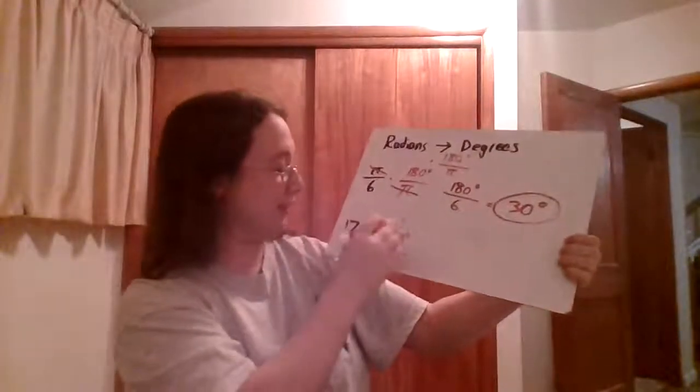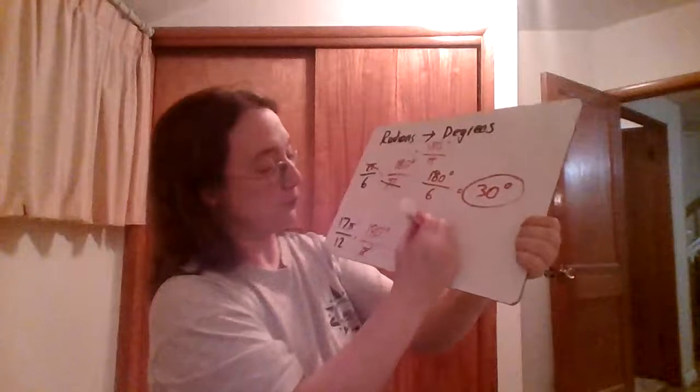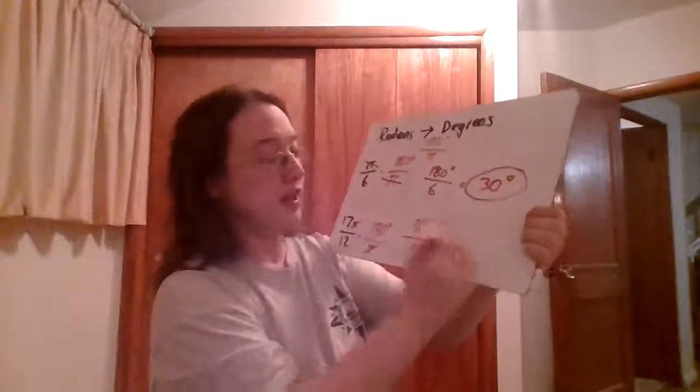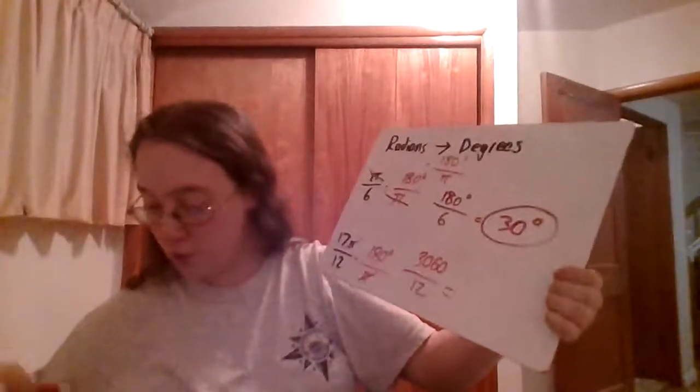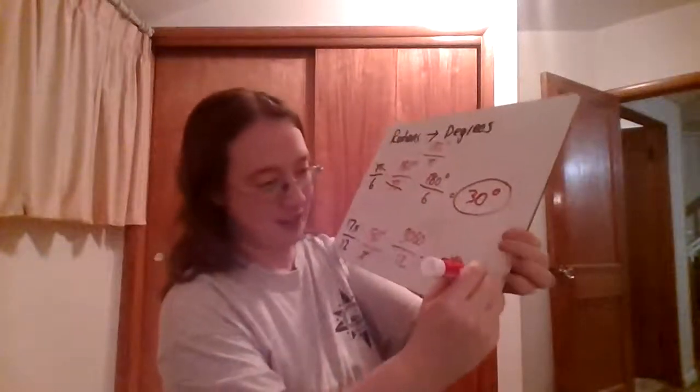Okay, and then we got 17 times 180, whatever that is. 17 times 180 is 3060. Divided by 12, which gives you 255. And that's in degrees.